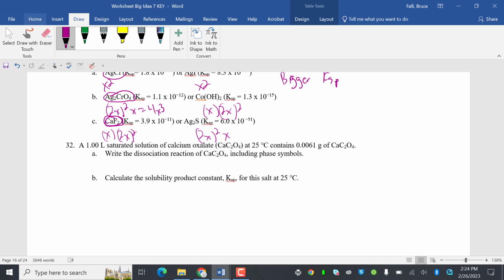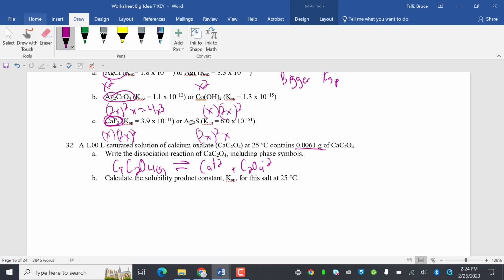Write the dissociation reaction. Include phase symbols. So CaC2O4. That includes phase symbols. I often don't. It's going to give me the ions Ca2+ plus C2O4 2-. And that's balanced. Calculate the solubility product constant KSP.